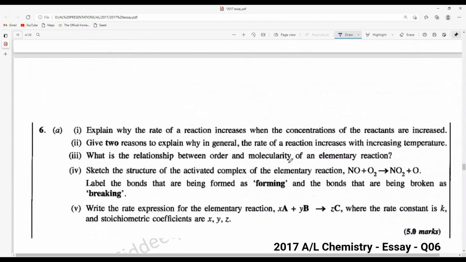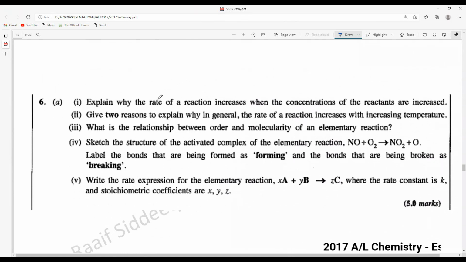Right. So we are moving on to question number 6. The first part is: explain why the rate of a reaction increases when the concentration of the reactants is increased. So in chemical kinetics, the first thing is to identify the factors affecting the rate of the reaction. So this part A is based on that, right? So why does the rate increase when the concentration of the reactant is increasing?